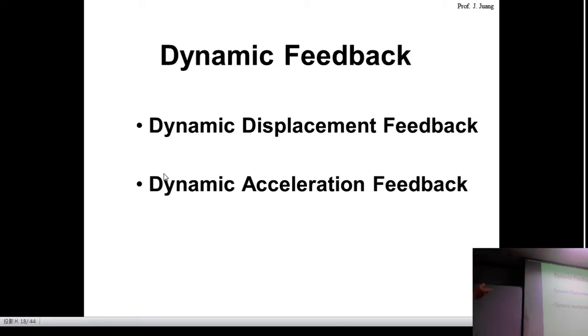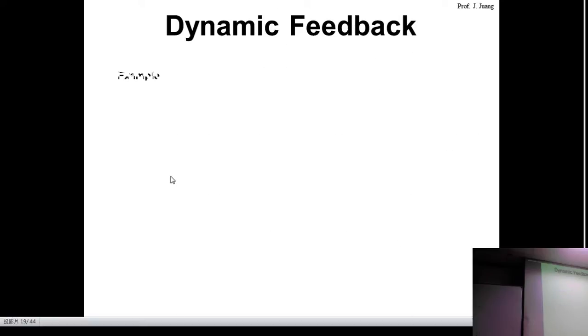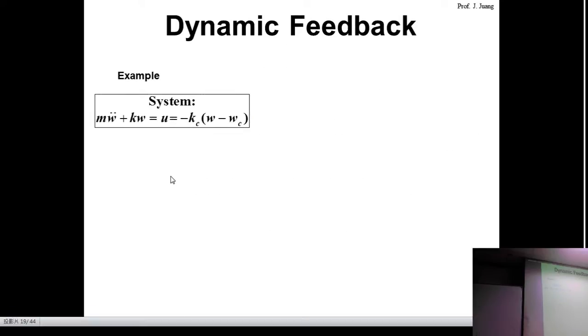That's what I mean. That's why we developed this kind of feedback, the dynamic displacement feedback or dynamic acceleration feedback, to at least compensate for the lack of velocity measurement. Put it this way, okay. All right. Then what do we mean by dynamic feedback?